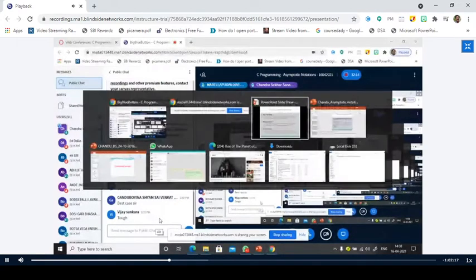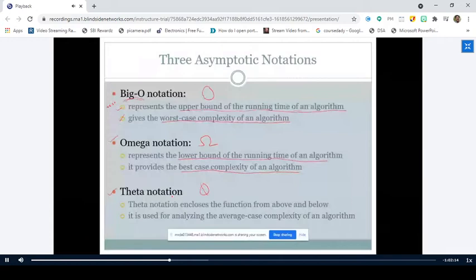Can you see the screen? Yes, sir. Right.